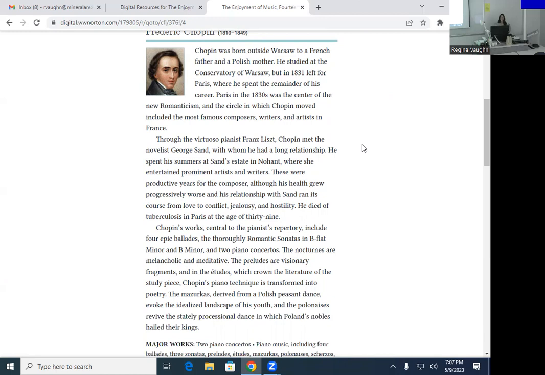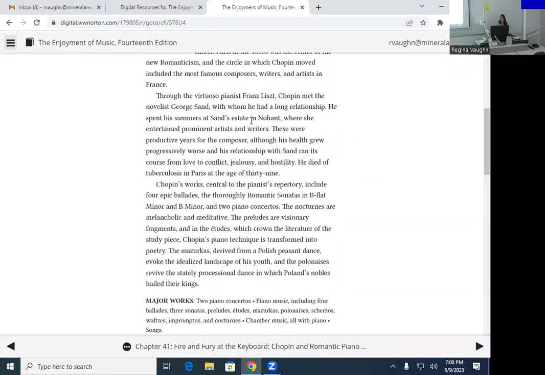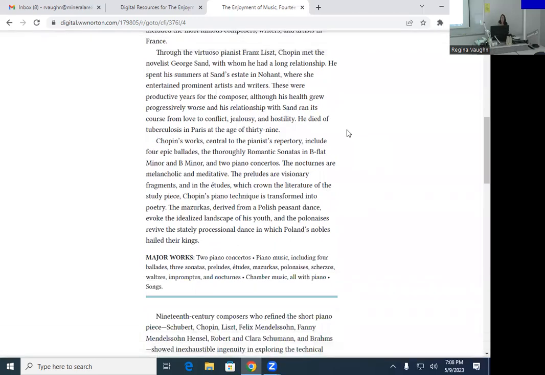So remember, Schubert had his little group of poets and novelists and artists, and so Chopin had one too, but his was in Paris. Although the virtuoso pianist Franz Liszt, Chopin met the novelist George Sand, and they had a long relationship.